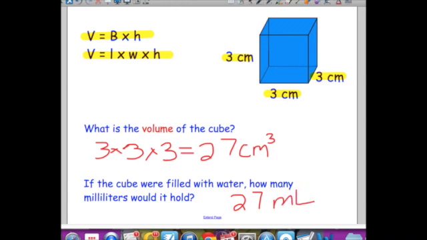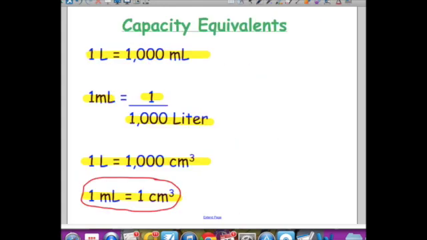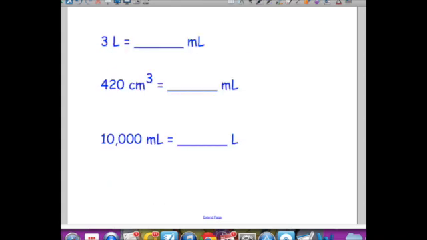Okay, pretty simple there. Now I have some other conversions. I want you to think about, if I have 3 liters, how many milliliters am I going to have? If I have 420 centimeters cubed, how many milliliters will that be? And if I have 10,000 milliliters, how many liters will that be? Write those down. If you need to, you can go back to this equivalent page to help you out. So you can screenshot this, and now screenshot this, and complete this activity. Come back to me when you're finished.